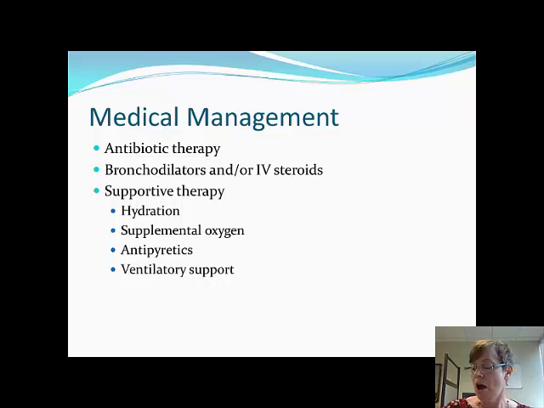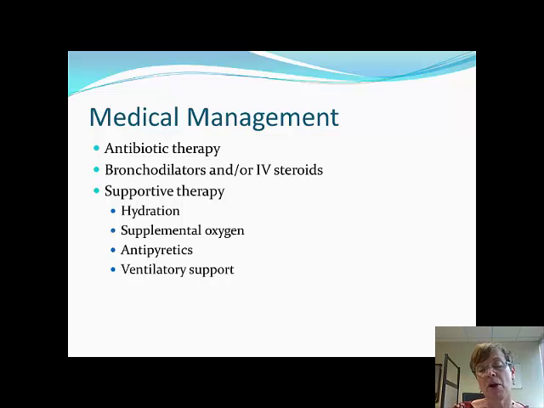All right, so medical management of a pneumonia, antibiotic therapy. Depending on whether the patient has community-acquired or hospital or healthcare acquired pneumonia, a decision will be made about what antibiotic to treat them with. Individuals who have pneumonia may also be given bronchodilators, so that inflammation can cause bronchospasms, so the bronchodilator may be helpful. Sometimes IV steroids are also going to be used.